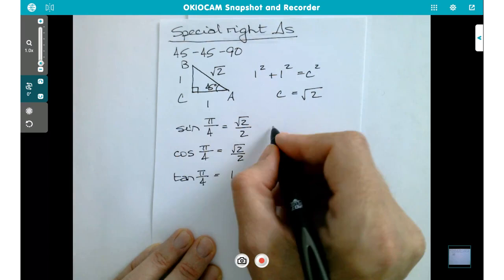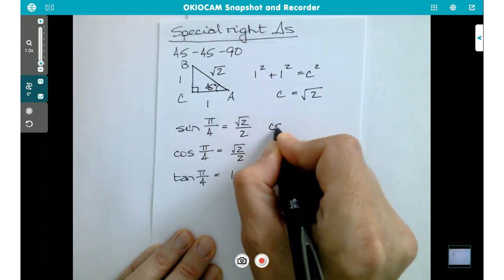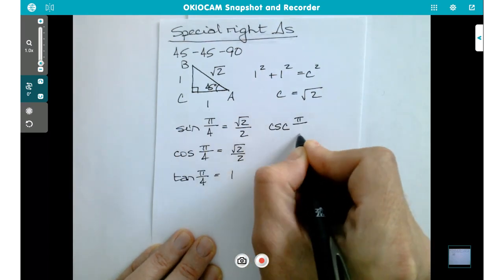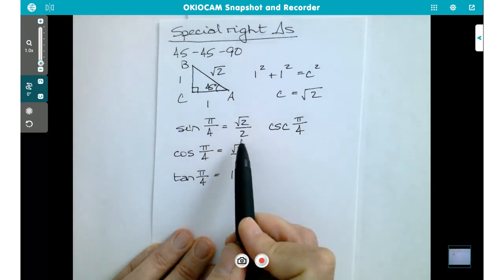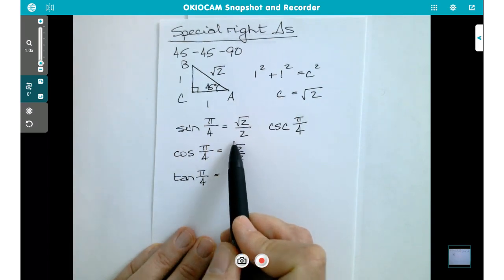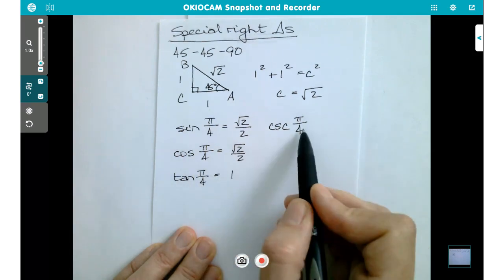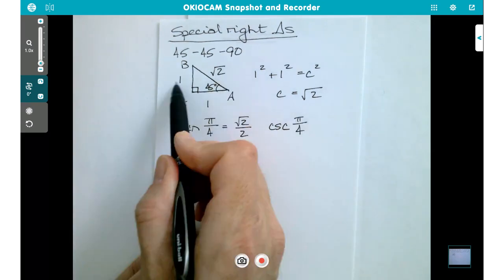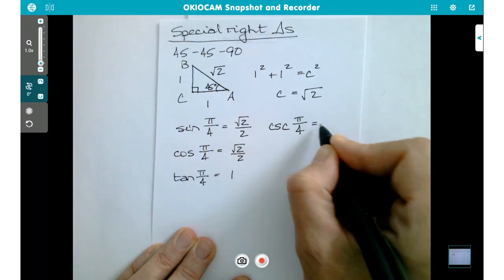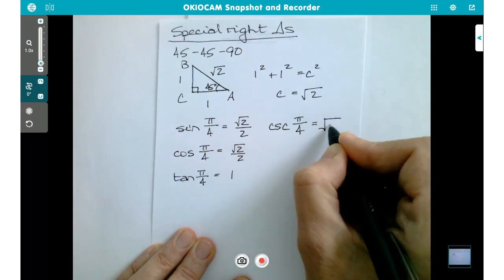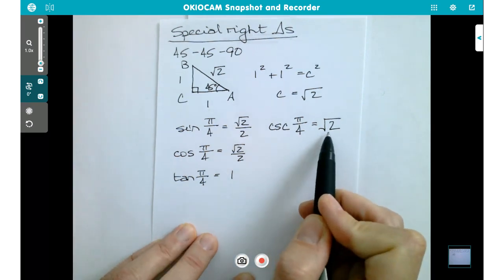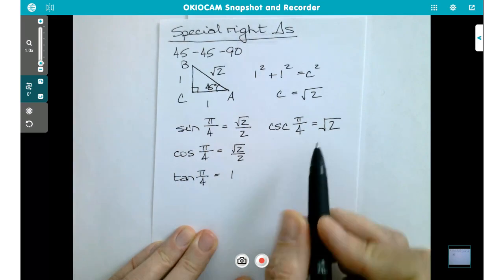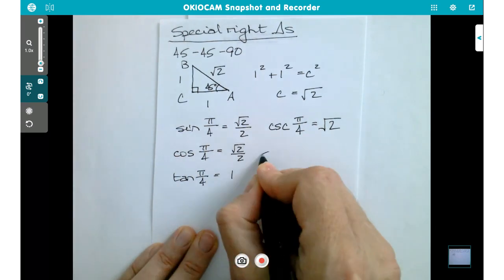Now we have the reciprocals, the cosecant of pi over 4. So yes, the cosecant of pi over 4 is 2 over root 2. And if we rationalize that, we're going to get root 2. The other way to think about it is it's hypotenuse over opposite, which is root 2, which is way more simplified than 2 over root 2. So we're going to call it this. If you tell me 2 over root 2, I'm going to say it's not simplified. It's root 2.